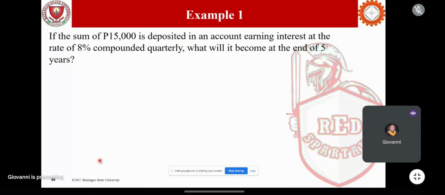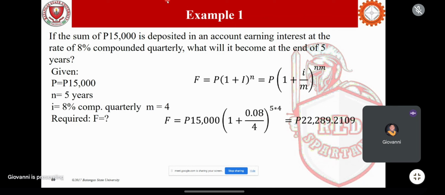If the sum of 15,000 is deposited in an account earning interest at the rate of 8% compounded quarterly, what will it become at the end of 5 years? Yan. So, meron daw tayong 15,000 present worth, kaya future worth ang hinahanap kasi ang tinatanong ay value at the end of 5 years, meaning sa future pa, after 5 years pa. So, getting for our F, equals siya sa P times (1 plus i) raised to n, or F is equals to P times (1 plus i over m) raised to nm.